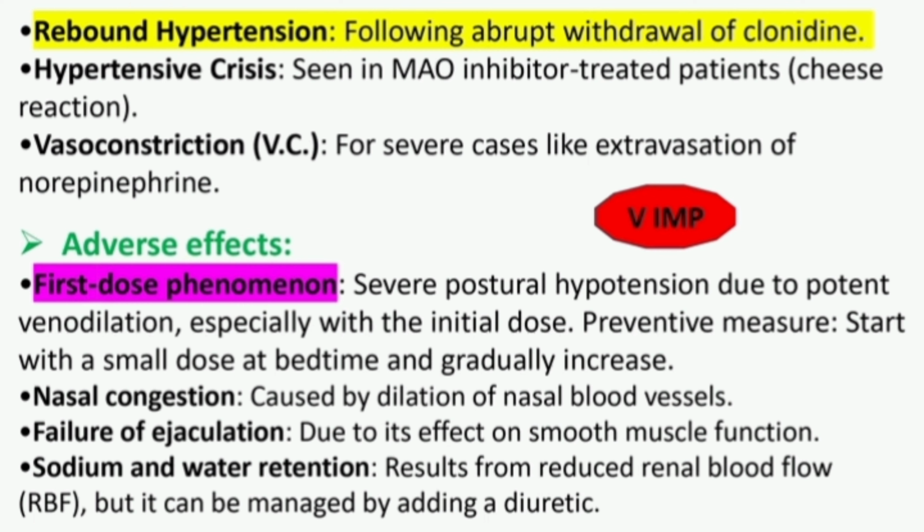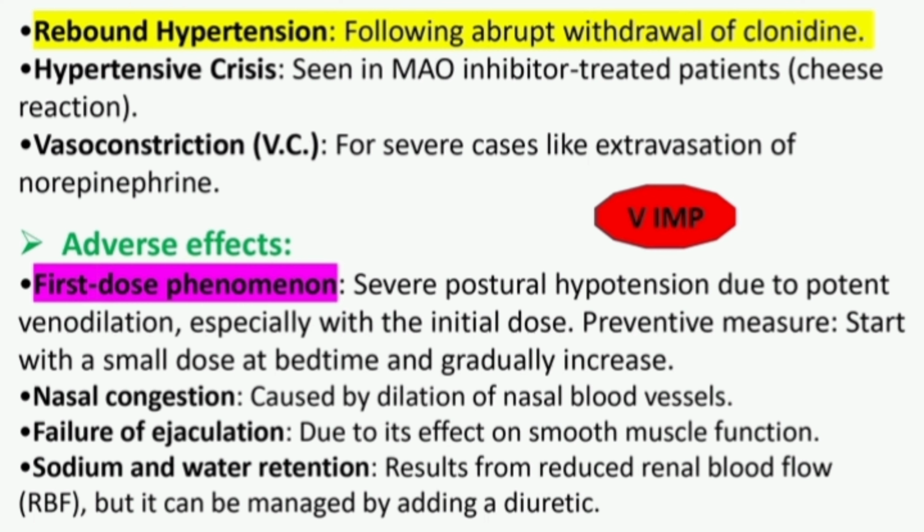The other one is hypertensive crisis in cases of cheese reaction, mainly seen in MAO inhibitor treated patients. That's another important use for prazosin. The last one is vasoconstriction in severe cases like extravasation of norepinephrine. These are the main important uses for prazosin. We want to thoroughly study these points. We can expect questions based on this.